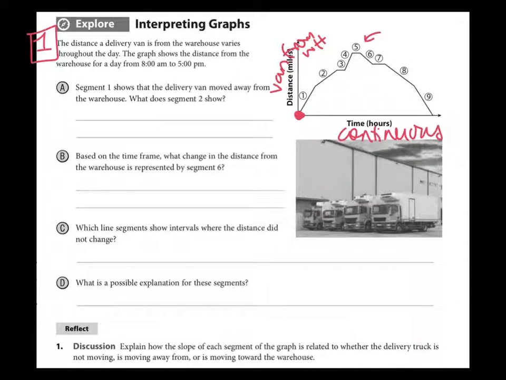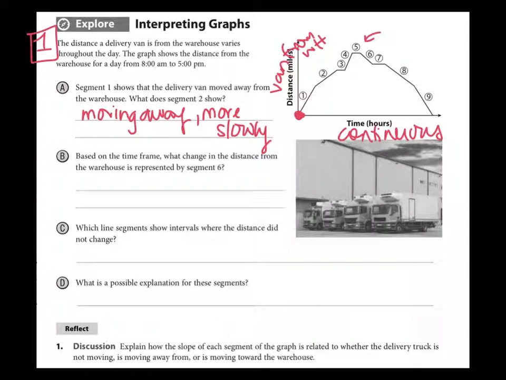We're only going to do 2. Part A says segment 1 shows the delivery van moved away from the warehouse. What does segment 2 show? All right, so segment 2 is still showing that the van is moving away, but you may notice that it's not as steep. So it's moving away, but maybe more slowly.